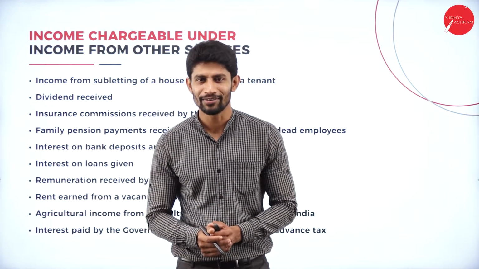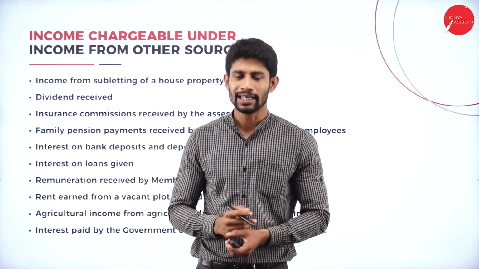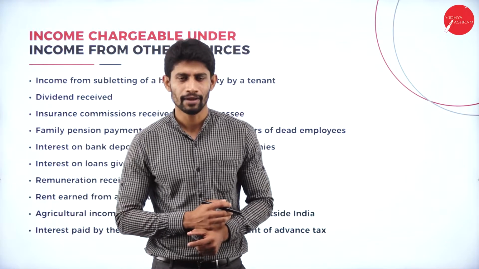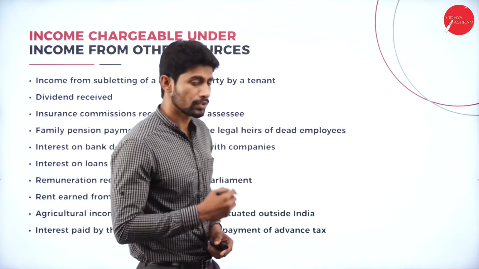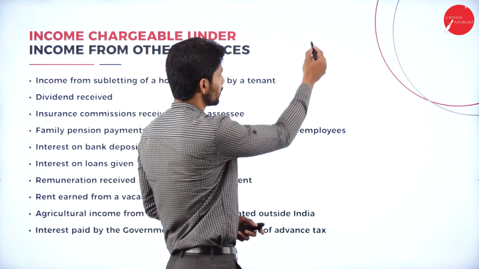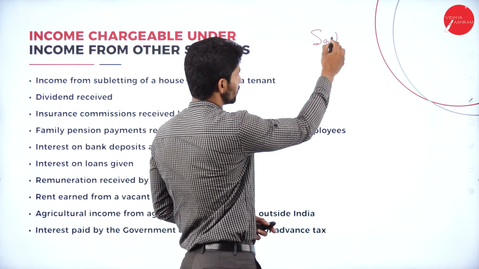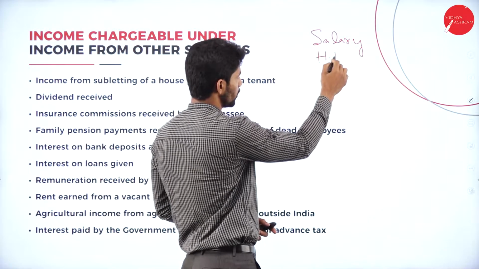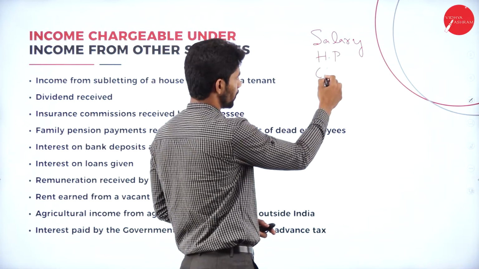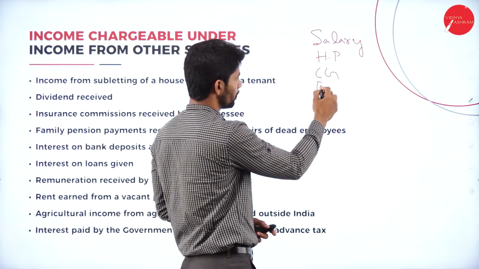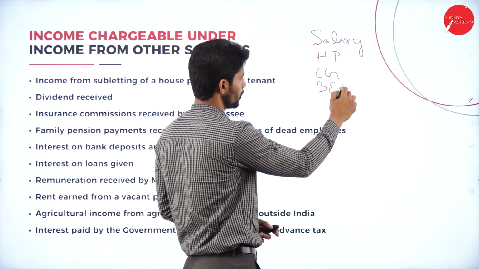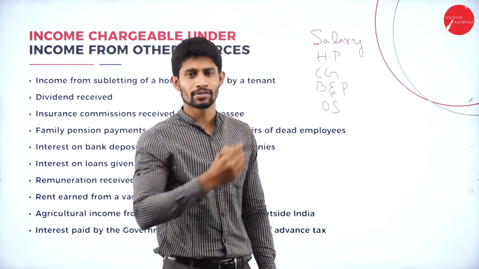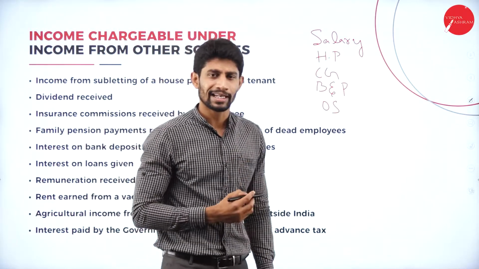Dear students, today we will be learning about income from other sources. So we all know that under income tax, we have 5 heads of income. Which are those 5 heads of income? Income from salary, income from house property, income from capital gain, income from business and profession, and income from other sources. So these are all the 5 heads of income we have under income tax.